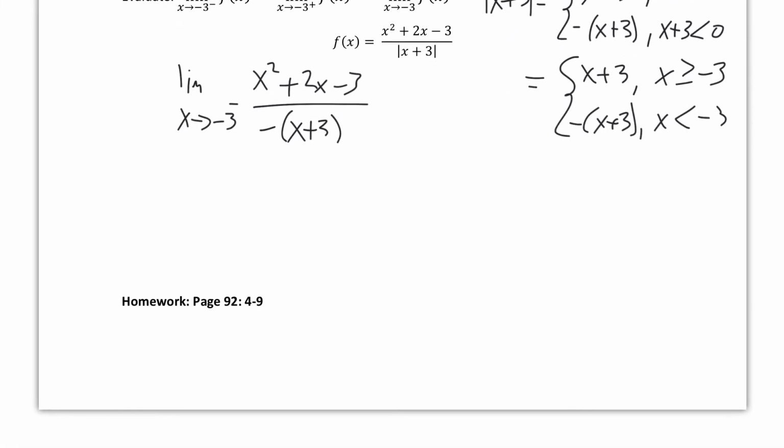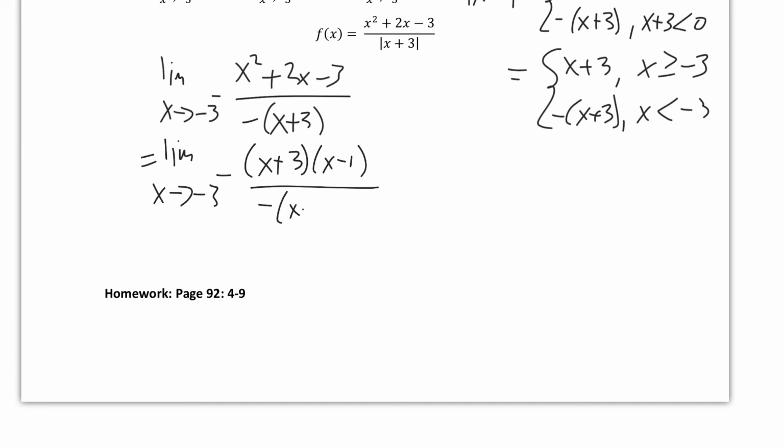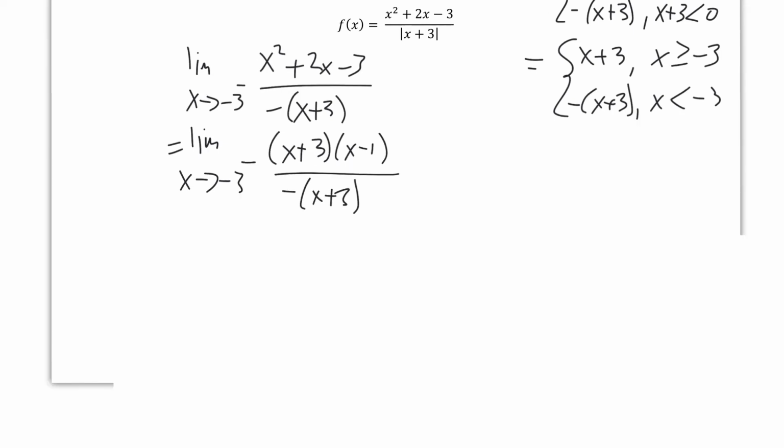So here I'm going to get, just going to make some more space here. The limit as x approaches negative 3 from the left, x plus 3 and x minus 1 over negative x plus 3. So that'll give the limit as x approaches negative 3 from the left. We could cancel these out and give us x minus 1 over negative 1.